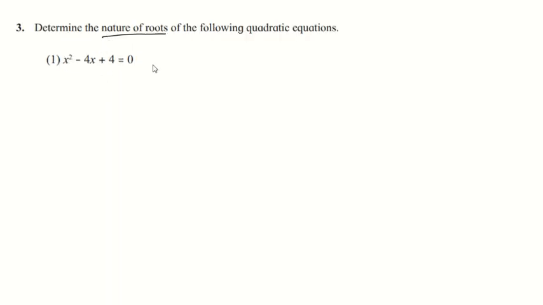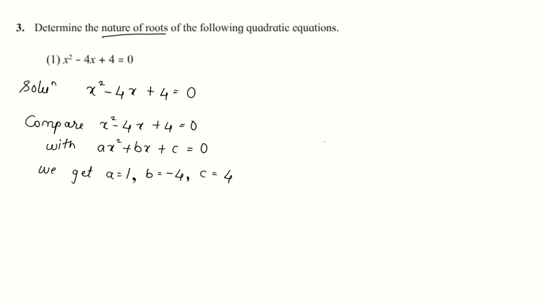This is the equation already given. So let us solve this further. The question that is given is x square minus 4x plus 4 is equal to 0. So even here, first we will need to find out the value of delta. What is delta? Is it greater than 0, equal to 0 or less than 0? Based on that, we will be able to find the nature of roots.